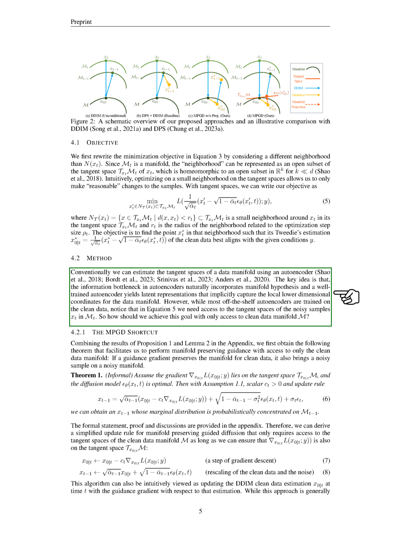However, they note that while most autoencoders are trained on clean data, they need access to the tangent spaces of the noisy samples in the manifold. They then propose a shortcut to perform manifold preserving guidance with access to only the clean data manifold. The authors then present a theorem that if a guidance gradient preserves the manifold for clean data, it also brings a noisy sample on a noisy manifold. They then derive a simplified update rule for manifold preserving guided diffusion that only requires access to the tangent spaces of the clean data manifold.